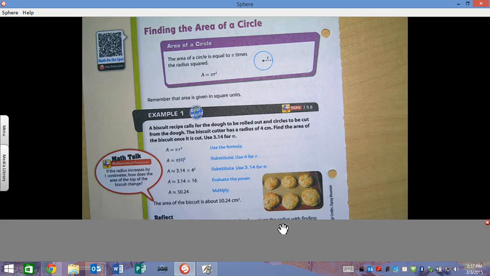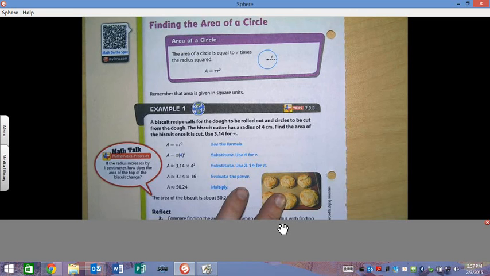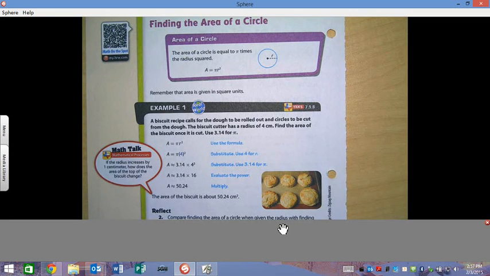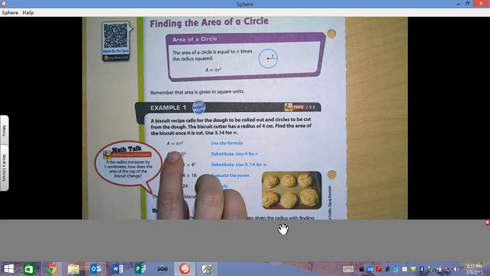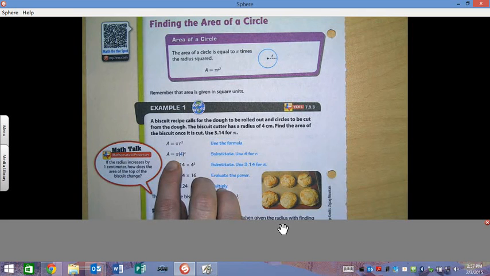So, let's look at example 1. It says, a biscuit recipe calls for the dough to be rolled out and circles to be cut from the dough. The biscuit cutter has a radius of 4 centimeters. Find the area of the biscuit once it is cut. Use 3.14 for pi. So, what you need to do is write your formula first. We always write our formula first. Then we substitute in what our radius is. They tell us the radius is 4.